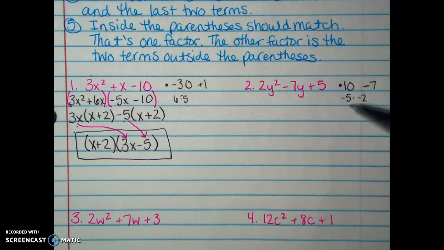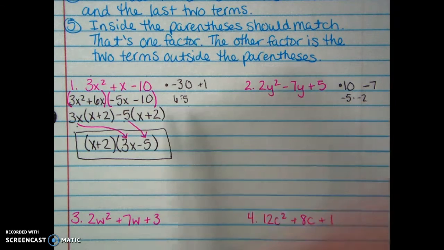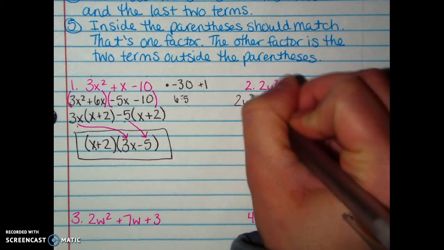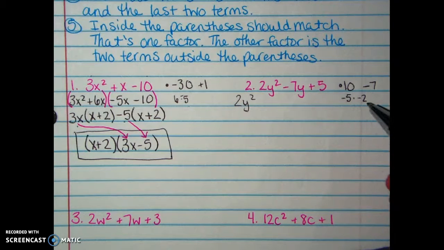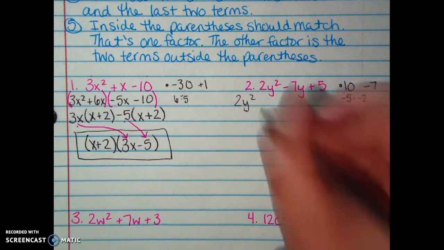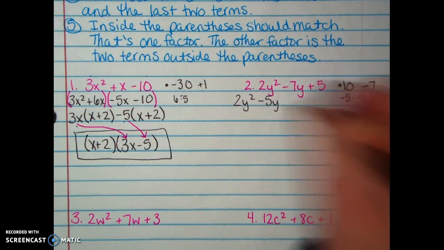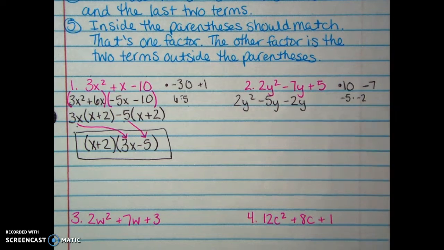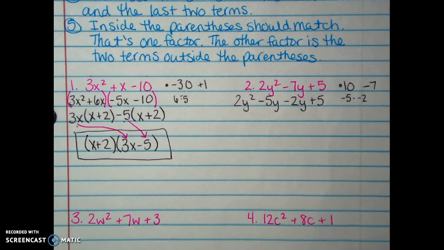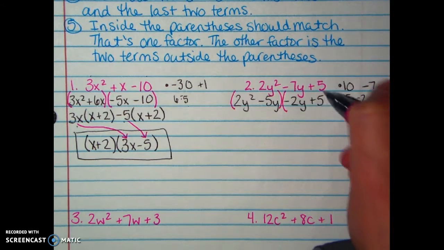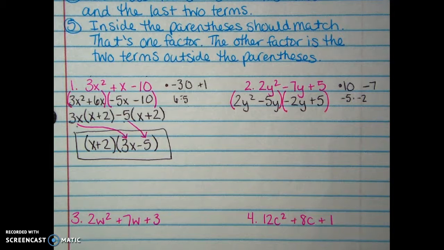And it does not matter which one you put first when you write out the 4 terms. So 2y squared, you can either do -5y or -2y. I'll do -5y since I wrote it in that order already. Okay. Then you do your parentheses. And make sure you include that negative sign with the 2y.